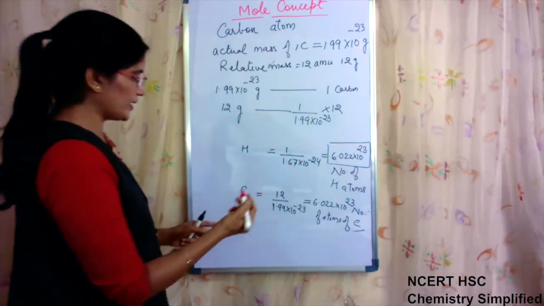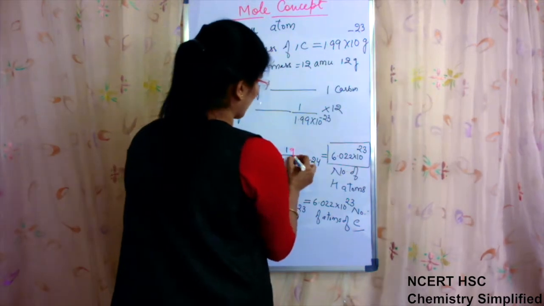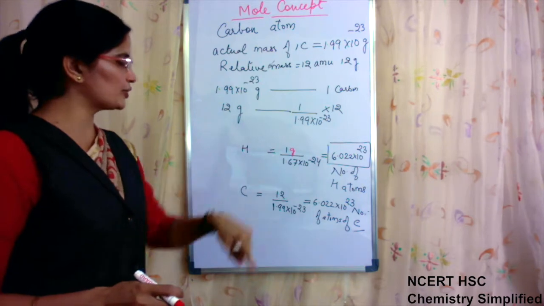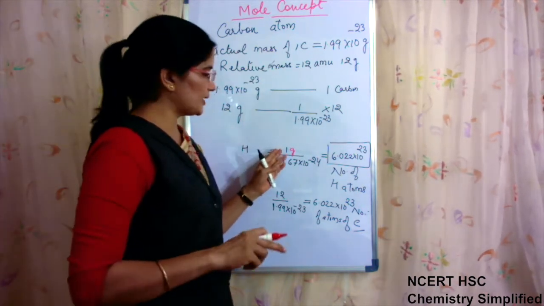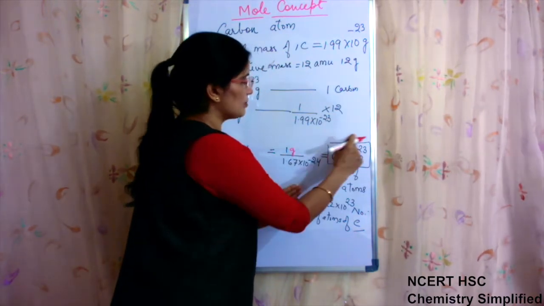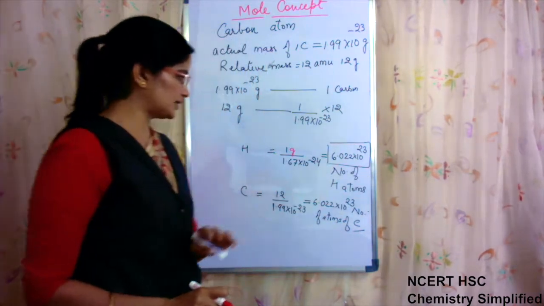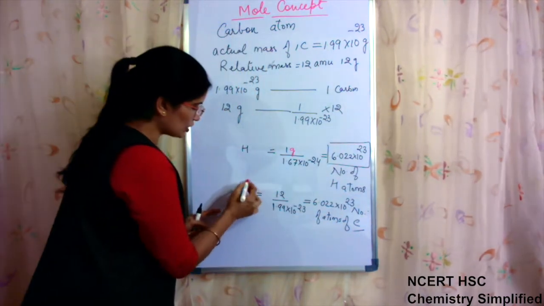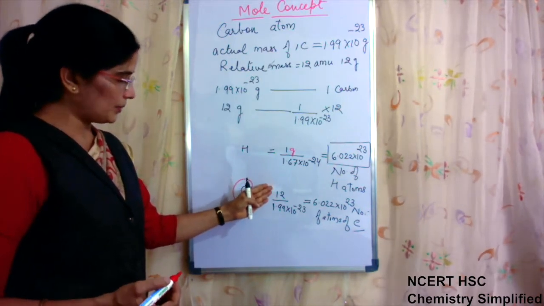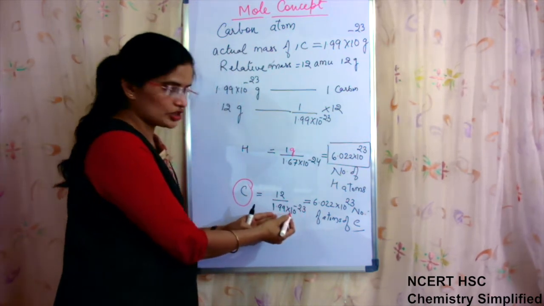We have just taken two examples. In the first case, we observed that the 1 gram we are writing for hydrogen is not the mass of one hydrogen atom. One hydrogen atom's actual mass is this, but 1 gram is actually the mass of 6.022 into 10 to the power 23 atoms. Similarly, when we saw this for carbon, 12 is the mass of the carbon atom which we write, and the actual mass is 1.99 into 10 to the power minus 23.